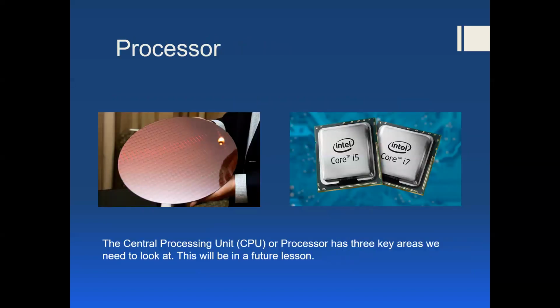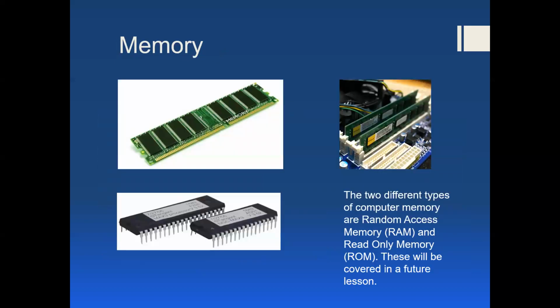I'll mention the processor. This is for a different lesson. This is for a future lesson. The central processing unit. There's 3 key areas we need to look at, but we just don't have time in this lesson. And that's true of memory. Memory is really important to a computer system. There's different types of memory, RAM and ROM, terms I'm sure you'll remember, Mr. B. But again, that's something for another lesson.